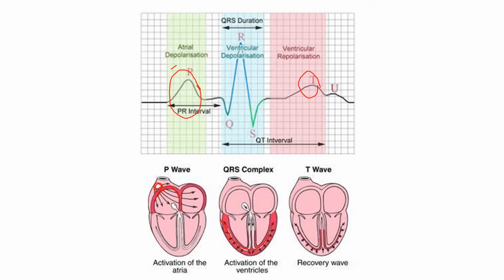Now you may be asking, well, the atria need to reset too, right? Well, yes, they do, but the reset is so small and it happens at the same time that the QRS is depolarizing, so we don't typically see atrial repolarization because it's buried in the QRS somewhere.